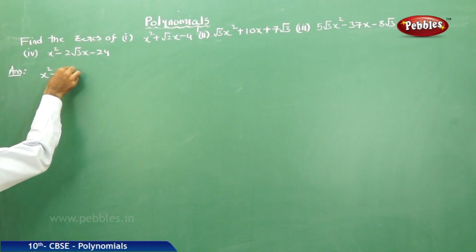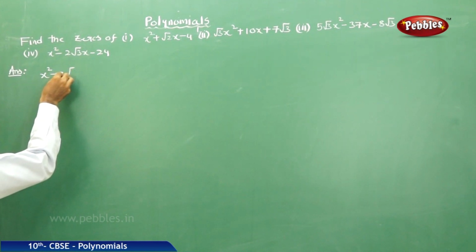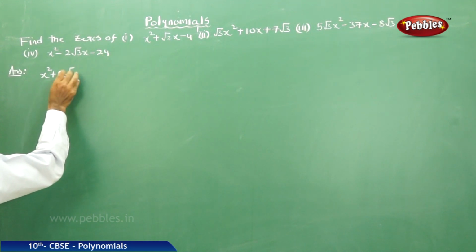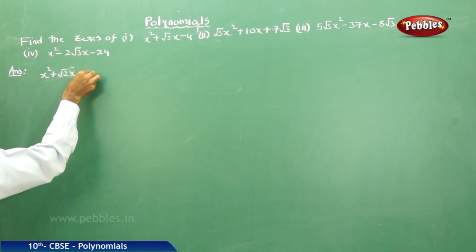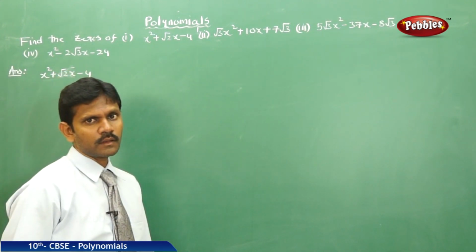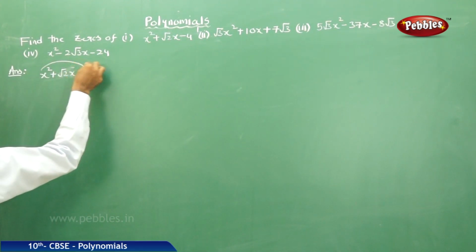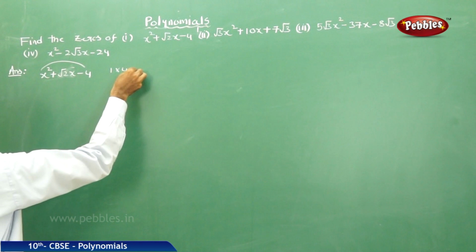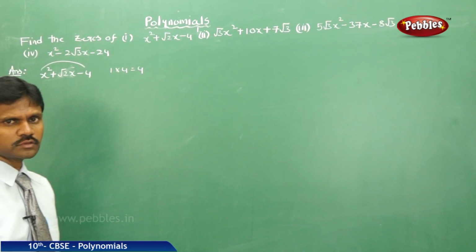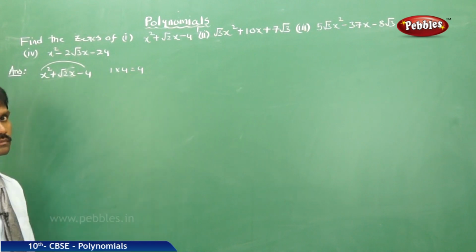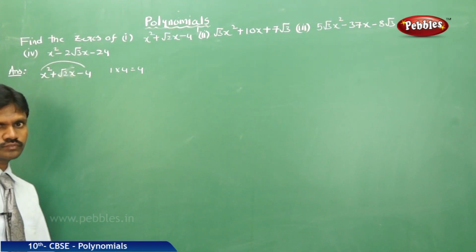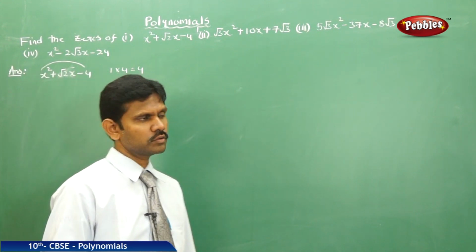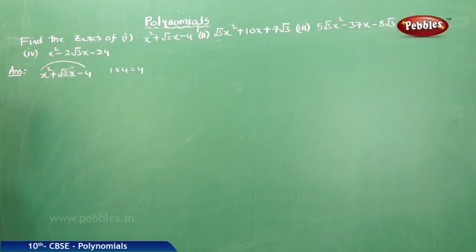x square plus root 2x minus 4. Now first see, 1 into 4 is equal to 4. You have to find out the factors of 4. The constant has a minus beside it. That means you have to do the subtraction. After subtraction you must get 2. That is, multiplication will give you 4, subtraction will give you 2.